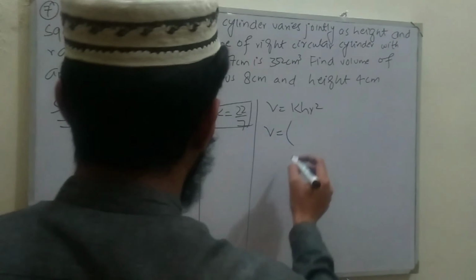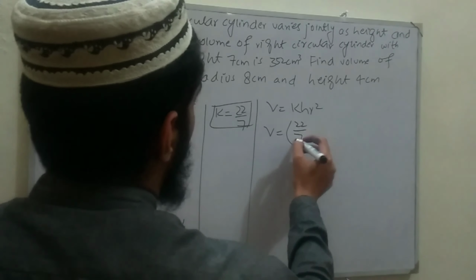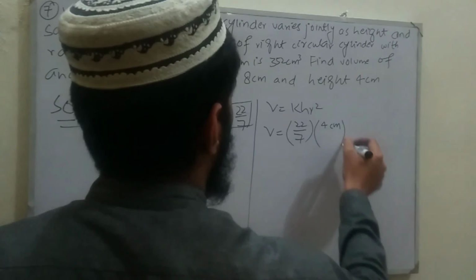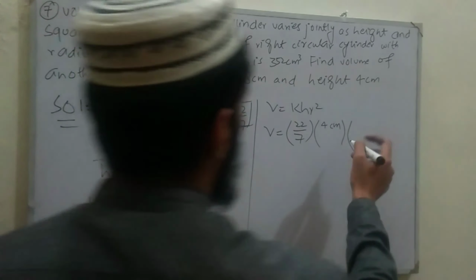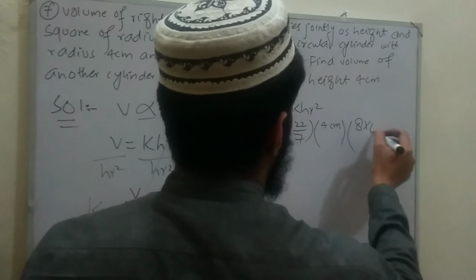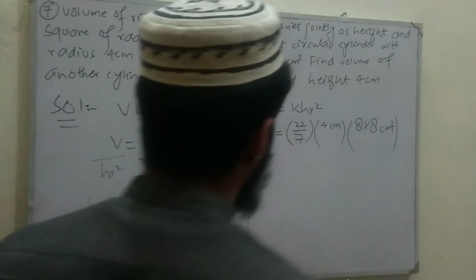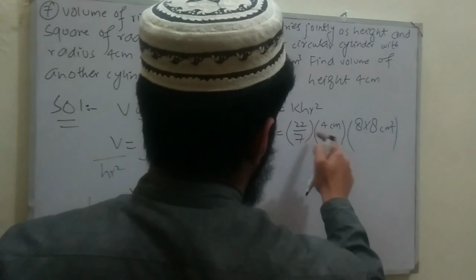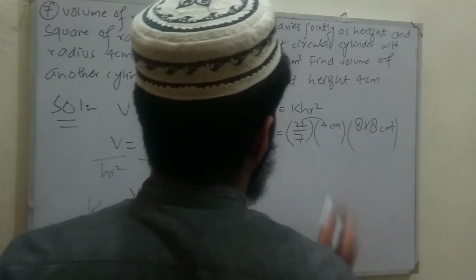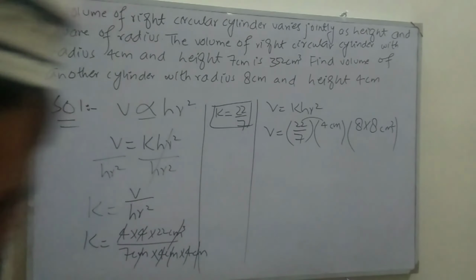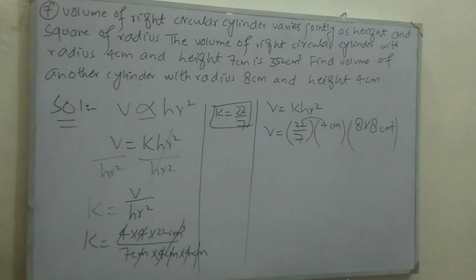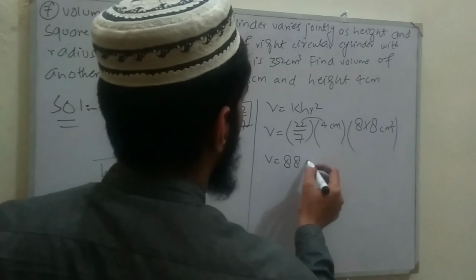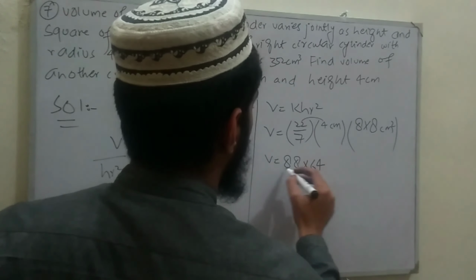So V is equal to k, which is 22 divided by 7, and h is 4 centimeter in this case. Multiplying r square, so 8 square, 8 multiply 8 centimeter square. So 8 multiply 8 gives us 64, and 22 multiply 4 gives us 88. Multiplying with 64, divided by 7.